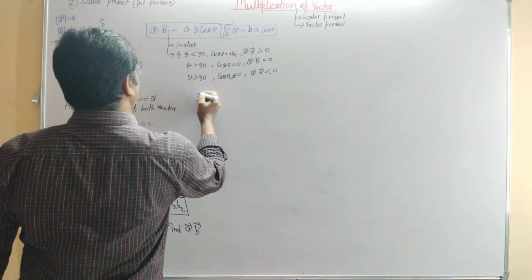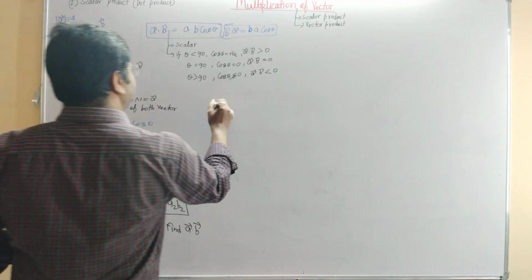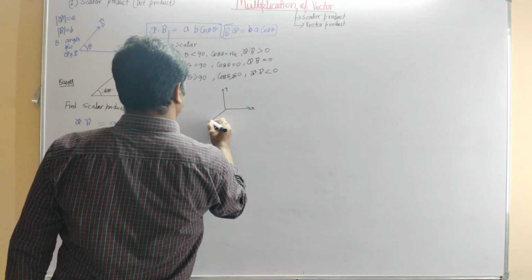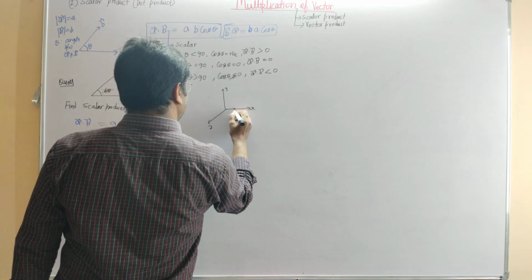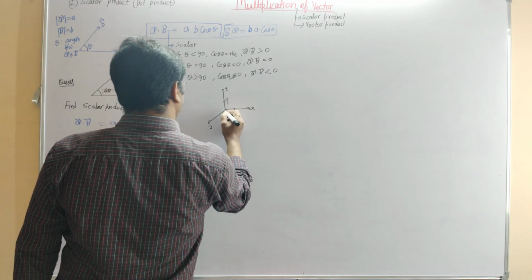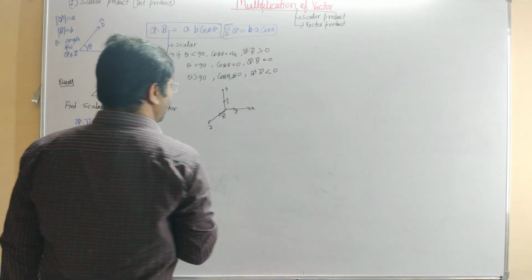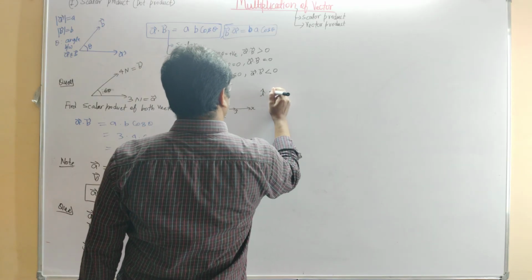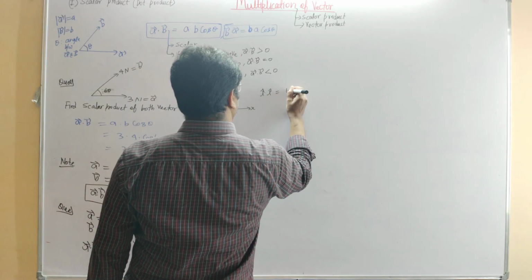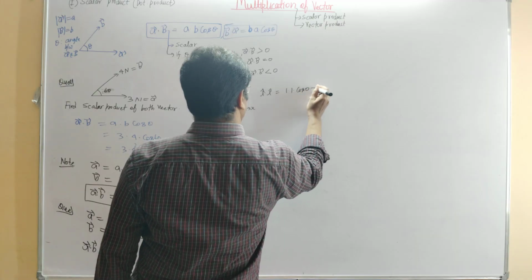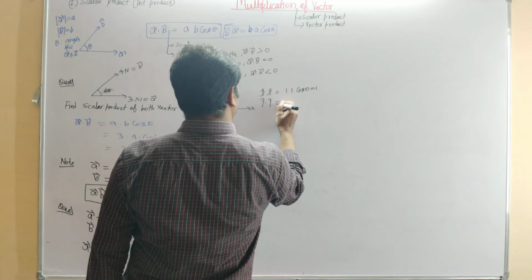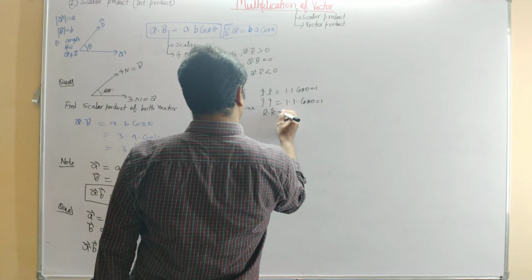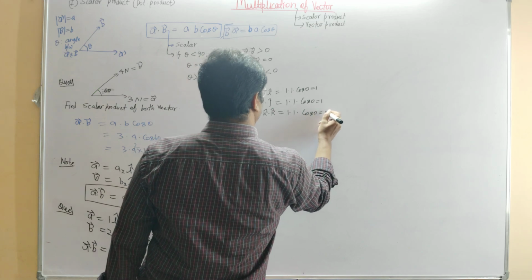Let's take the axes here: this is the x axis, this is the y axis, this is the z axis. Along x is i cap, along y is j cap, along z is k cap. So I'm taking three unit vectors along x, y, z. If I calculate the dot product, i dot i will be 1 into 1 into cos 0, which is 1. Similarly, j dot j is 1 into 1 into cos 0, which is also 1. k dot k is 1 into 1 into cos 0, also 1.